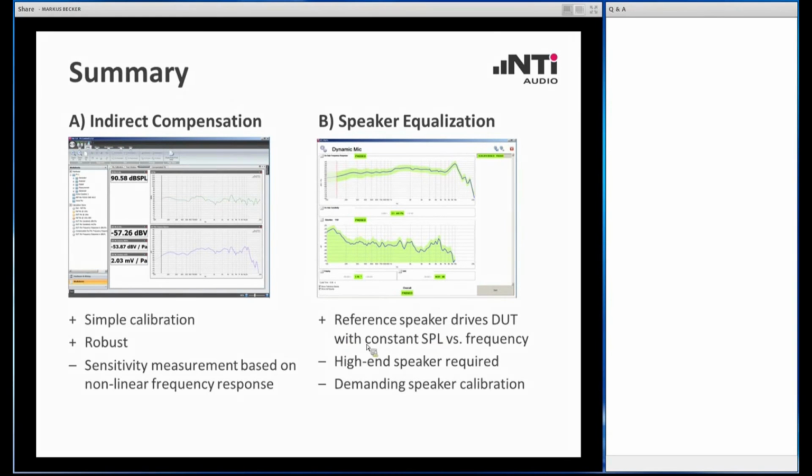However, the drawback of this solution is that we really need to use very high-end devices, and we do have a demanding procedure to calibrate the device. Of course, the software can help you, does assist you in this process, but still it's a demanding procedure and not to be underestimated.